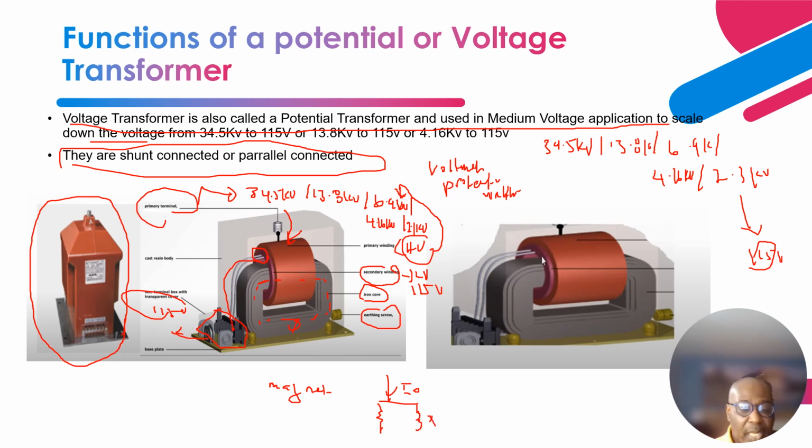The X part and the R part. One pertains to the hysteresis and the other one pertains to eddy current losses. Okay. So this is a similar picture of the potential or the voltage transformer.